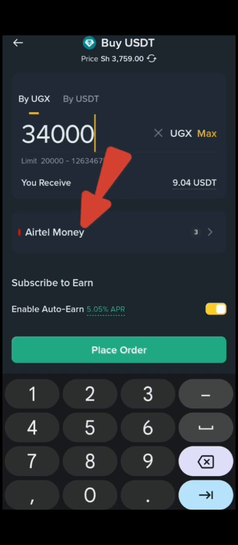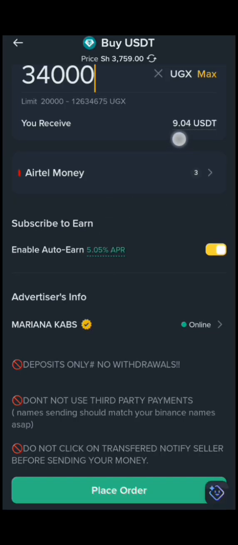And you can see the payment method is Airtel Money, and of course they are showing you the amount of USDT you're going to receive, and it is 9.04 USDT. Go ahead and press order if you meet the advertiser's requirement. Do not click transferred, notify the seller before sending your money. Make sure that you always read this information right here so that you understand very well.